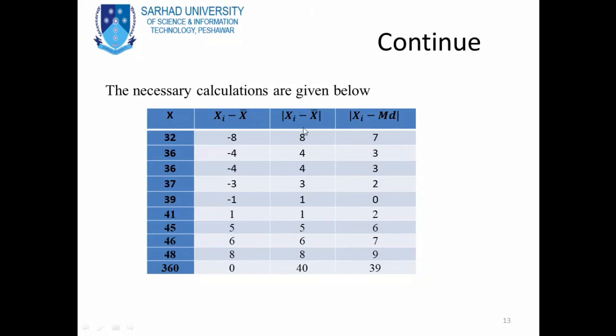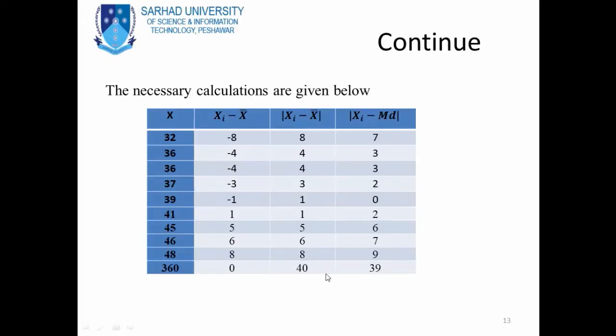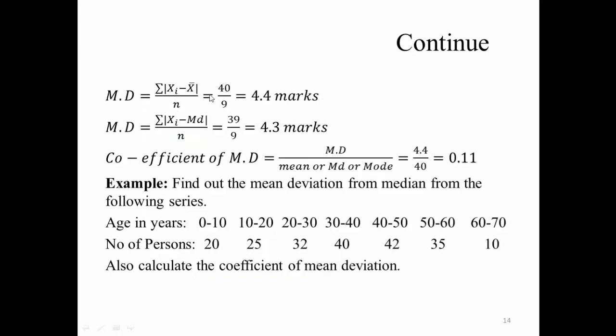So these are the absolute differences of each individual from the mean, and these are the absolute differences of each individual from the median. So if we want to calculate the mean deviation according to mean from this ungrouped data, you see over here the sum of this column is 40, and the number of values in the data are 9, so 4.9 is the mean deviation according to mean.